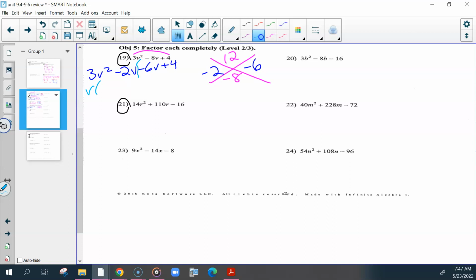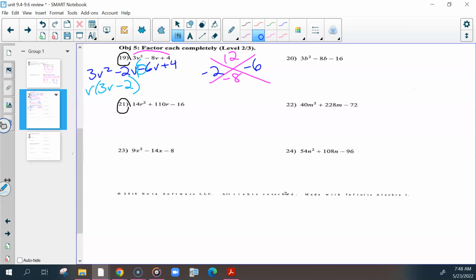What's 3v squared divided by v? Say that again. It wouldn't still be squared, but it would be 3v, yes. And negative 2v divided by v? Negative 2. What could we take out of the last two, or what do those two have in common? Those two.